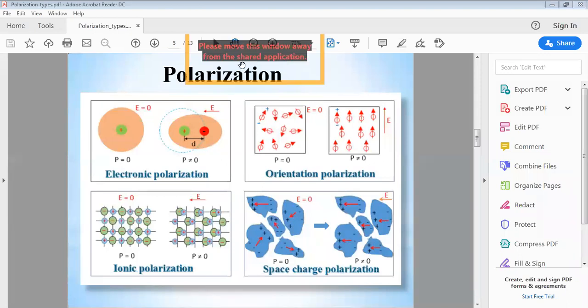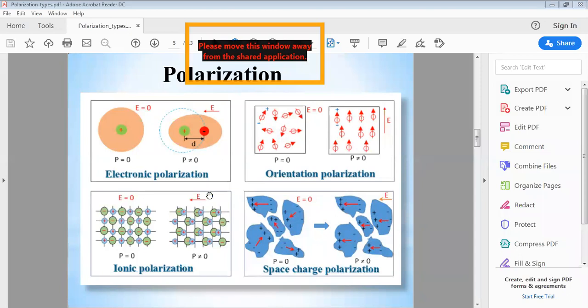Also, in your parallel plate capacitor, you will be having two electrodes, right? In between the electrode and your dielectric material, there will be some space. Some charges will get stored on that space. That is called space charge polarization. So this is a defect based polarization.